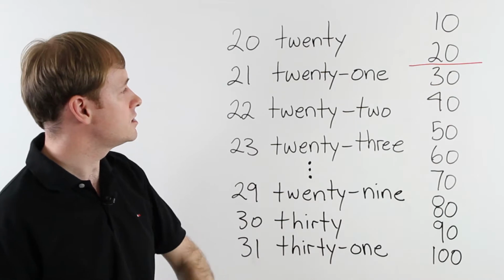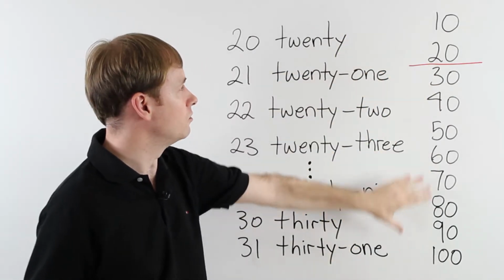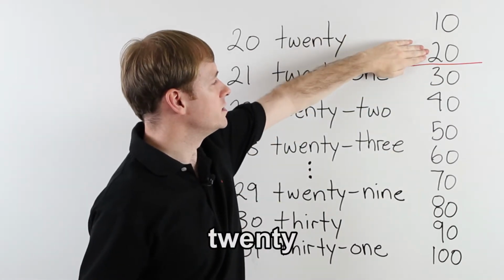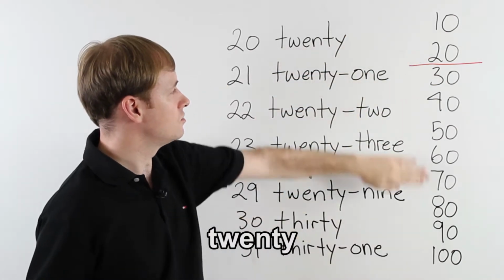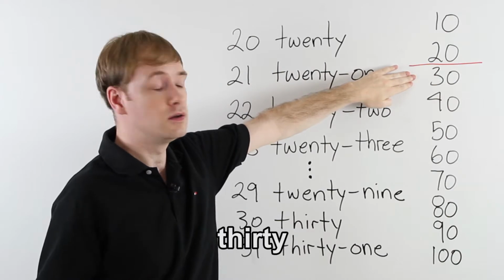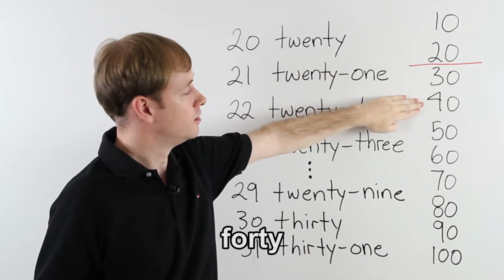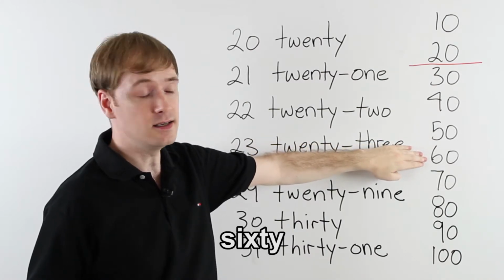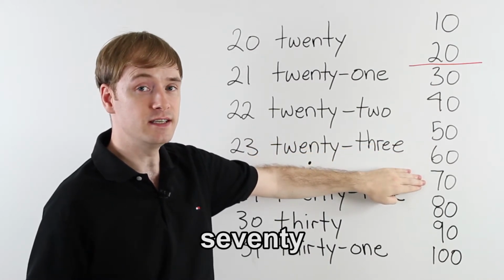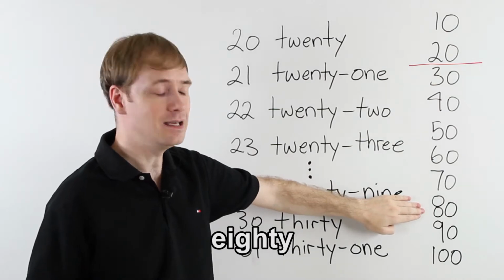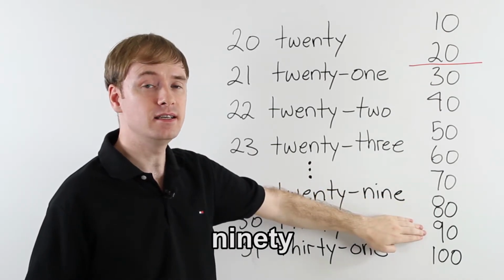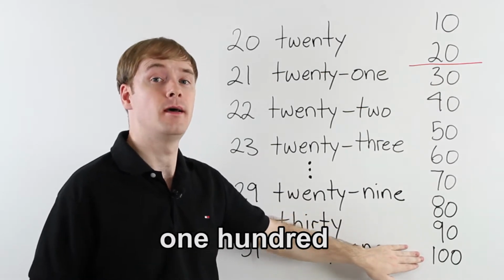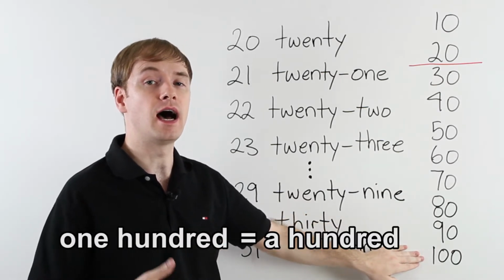Okay, so let's just focus on the tens right now. Now the first two, we already know. We know 10 and 20. Now let's take a look at these. So of course, 30, 40, 50, 60, 70, 80, 90, 100. Okay, this is 100, but it can also be pronounced one hundred. Okay, both are okay.